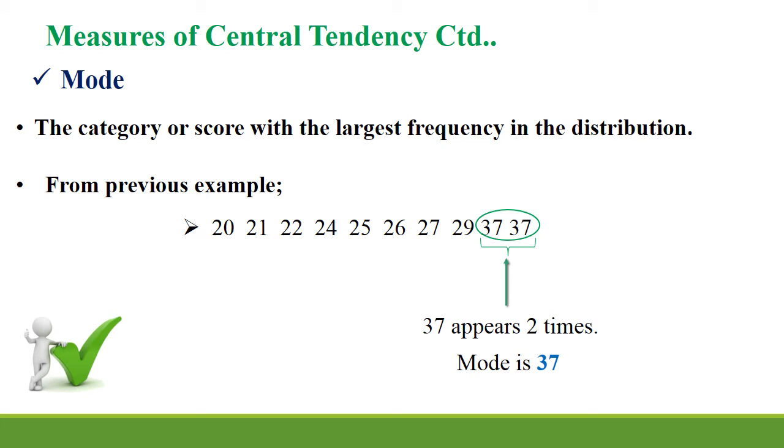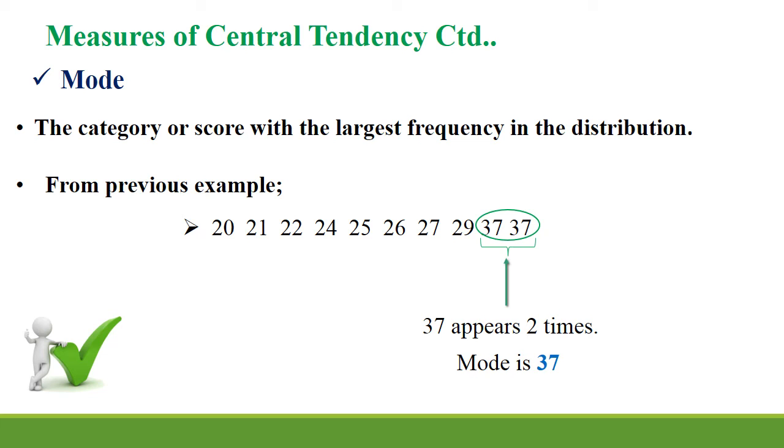Let's look at mode. What is mode? Mode is the most frequently occurring value in the data set. Using the previous example, the 10 days daily temperature data collection, we can see that 37 appears 2 times. Then we can say that the mode is 37.